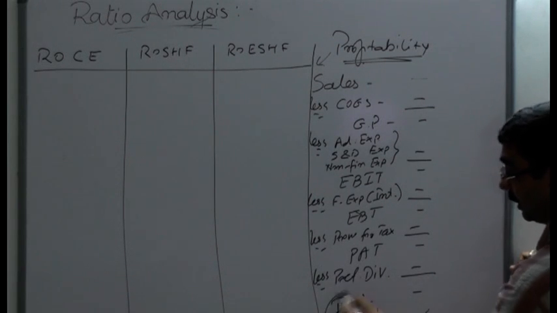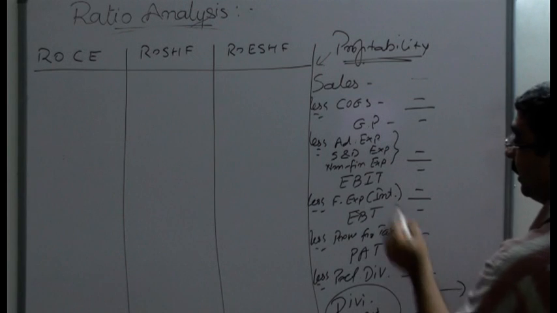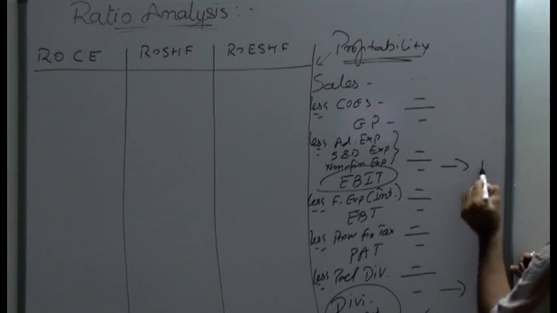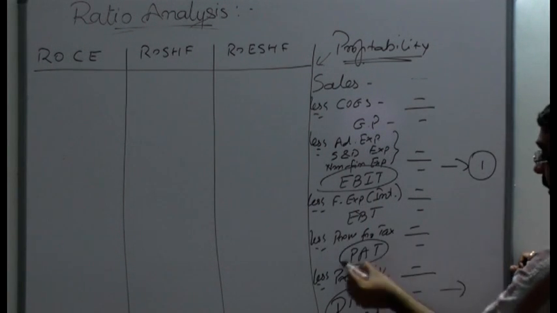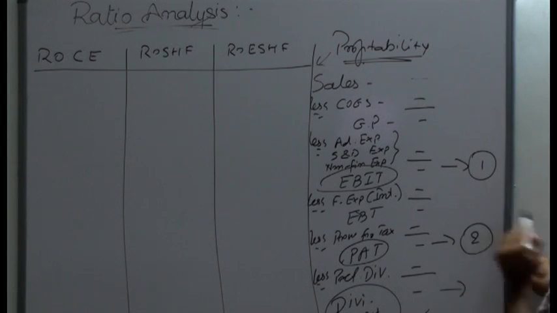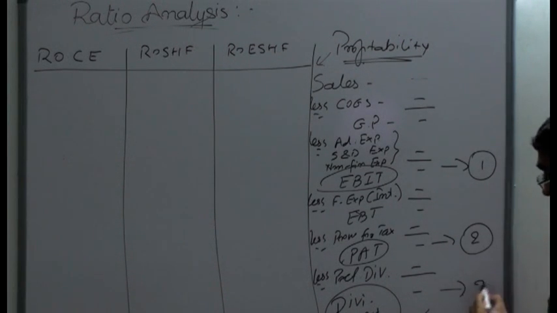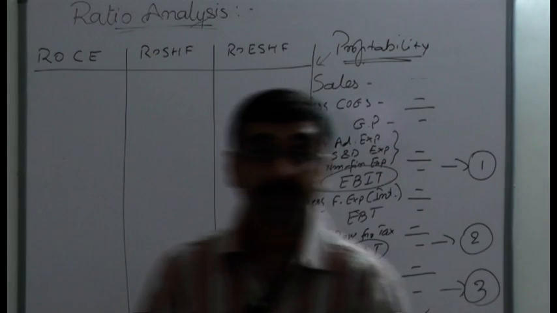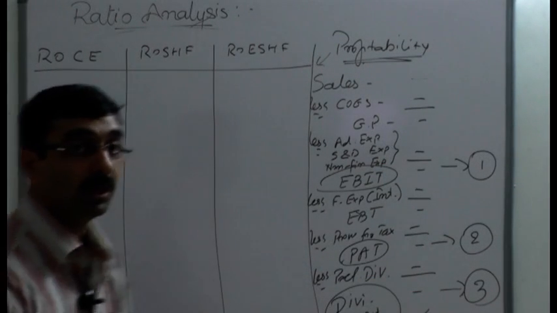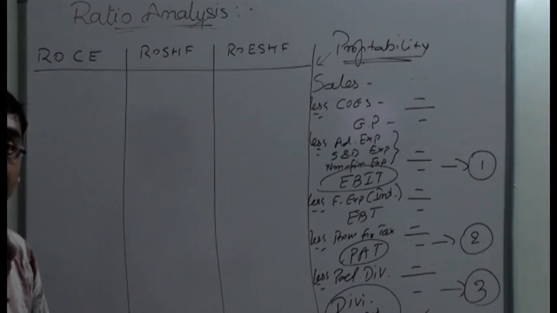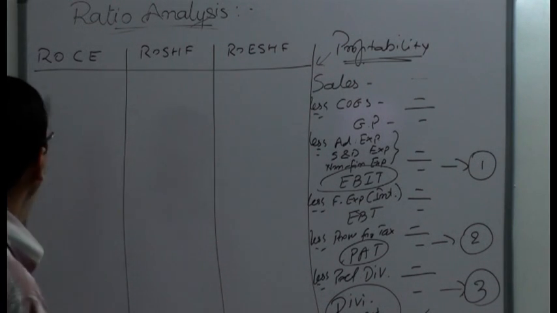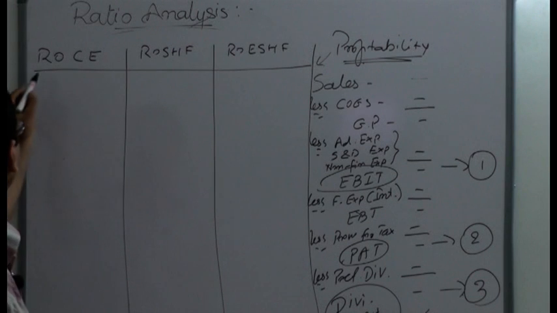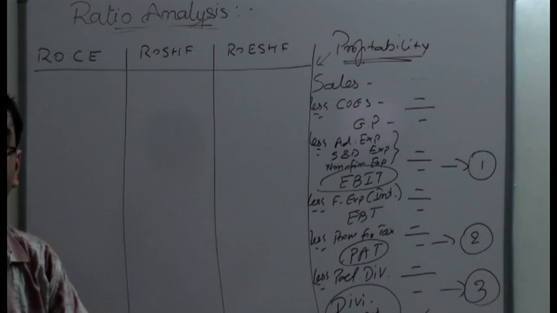So here three important parts are required. One is EBIT, second is profit after tax, and the third is divisible profit. So these three profits are very much important in all these three formulas. We find out the profitability in the context of investments. Let's begin with the first, ROC. ROC means the return on capital employed.